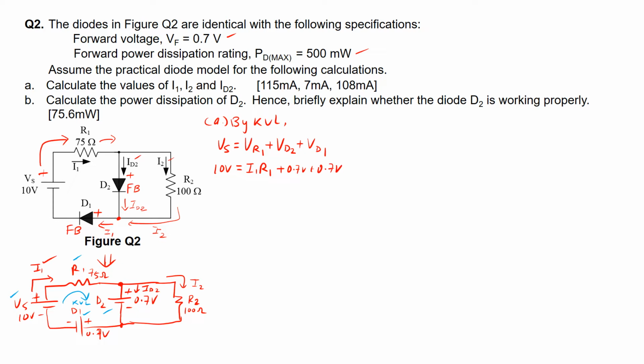So with this, we can rearrange the equation to give you I1R1 is equal to 10 volts minus 1.4 volts. The 1.4 volts is the sum of the two 0.7 volts here. And this results in 8.6 volts. To calculate the current I1, we simply divide 8.6 volts by the resistance value of R1, which is 75 ohms. So we can calculate I1 to be equal to 115 milliamps.